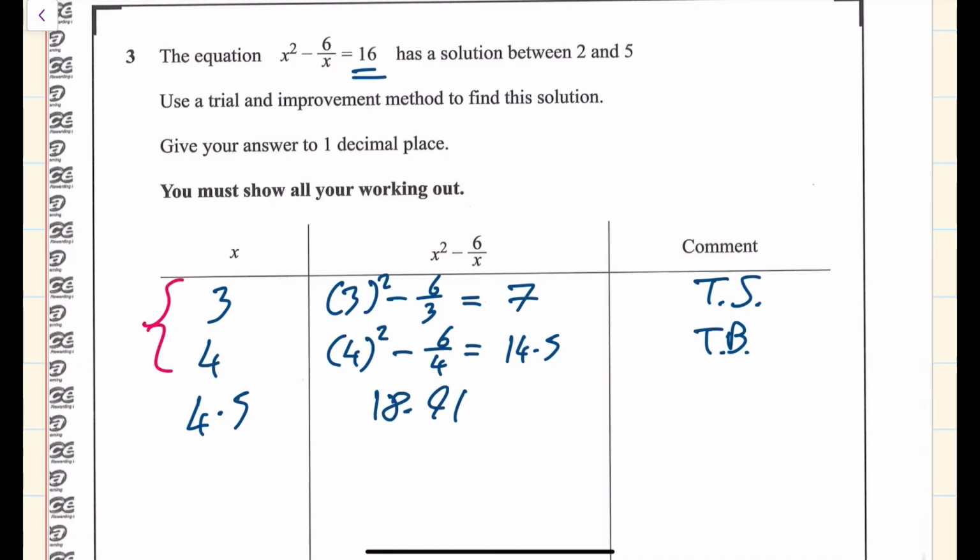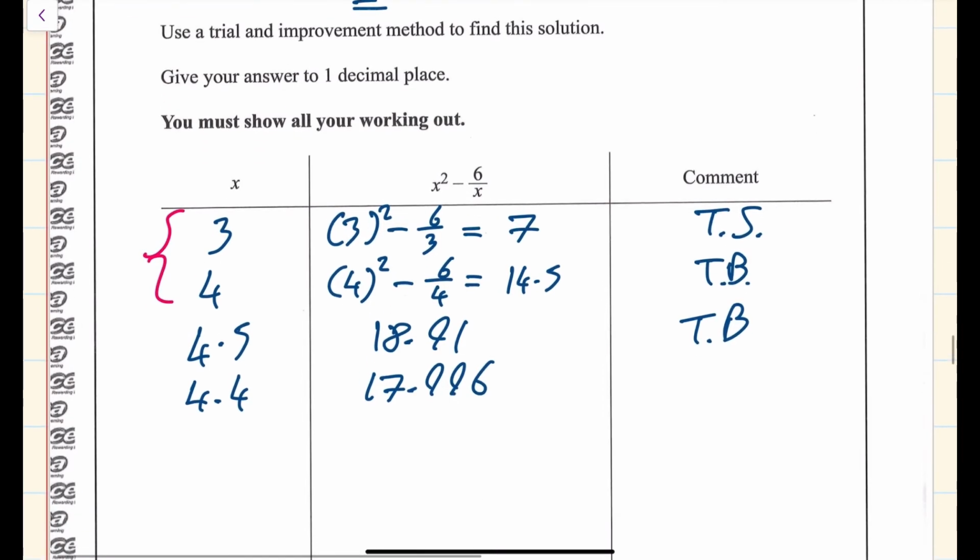So you don't need to show it every single time. That's still too big. So we'll try 4.4. That was 17.996. Still quite a bit too big. I'm going to jump to 4.2. I did 4.2, and I got 16.2, getting close to it.